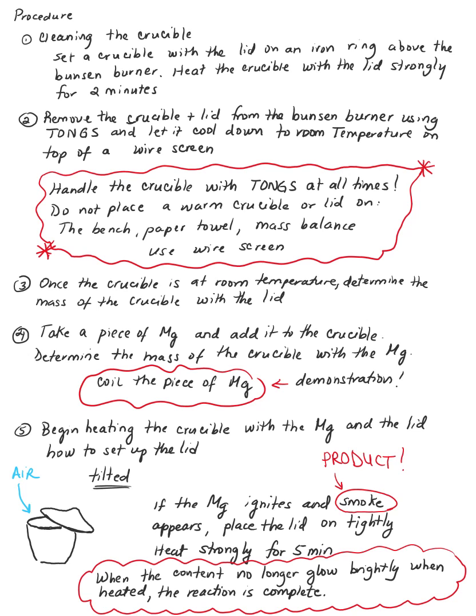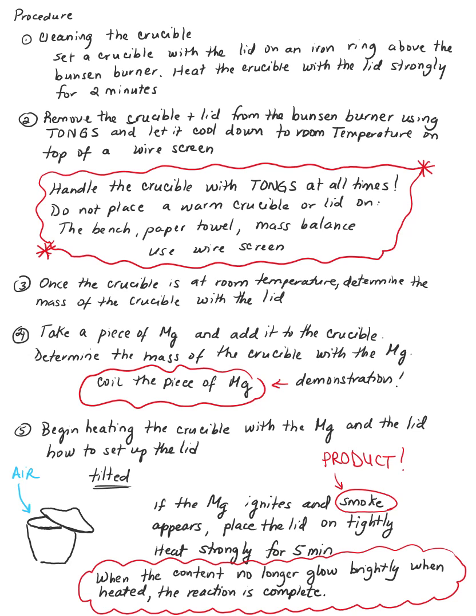So I will be walking around to make sure that your flame is close enough to the crucible and that it's hot enough. If your flame is not close enough or is not hot enough, your reaction will take a lot of time to start. So I will check that everything is working properly. So once you see your magnesium glowing, you will be able to see the light coming from the magnesium. At that point, your reaction is starting.